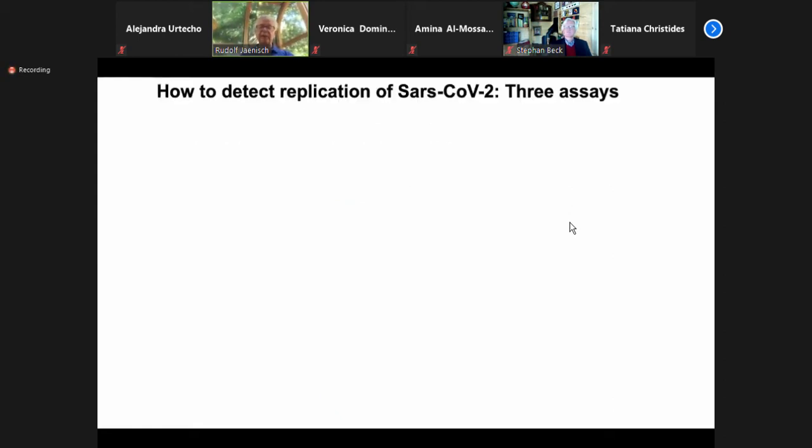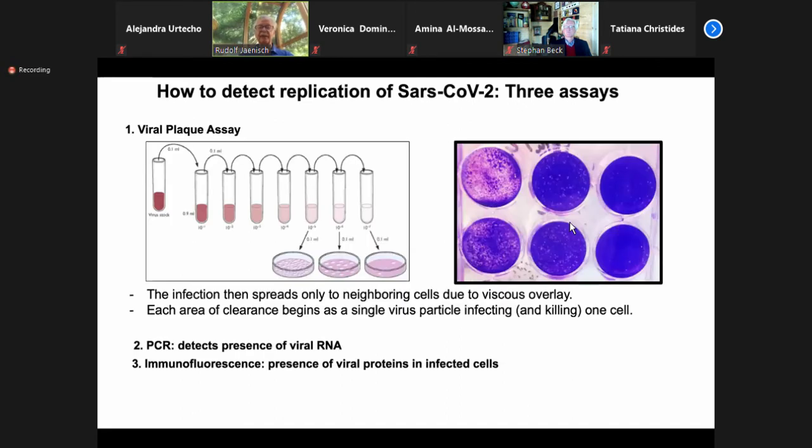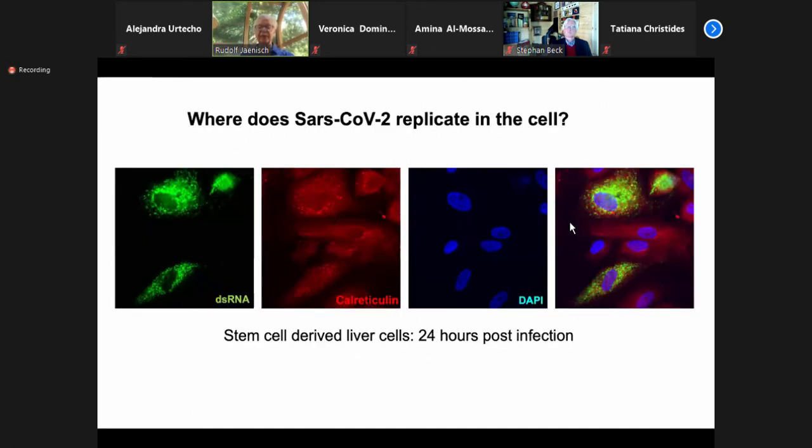So how do we detect SARS-CoV-2? Three assays. One is a plaque assay, so this virus plaques very well on its susceptible cells. PCR, to look at viral RNA, or immunofluorescence to look at viral proteins. So we used all of those. So this would be, for example, immunofluorescence for double-stranded RNA, which only appears in cells which replicate the virus.